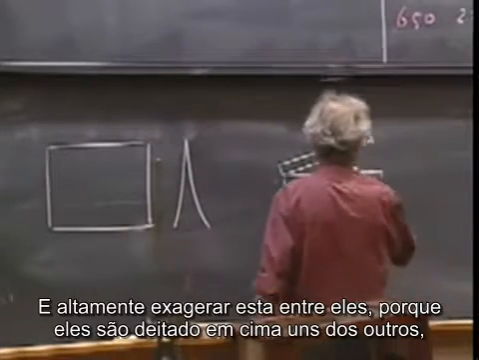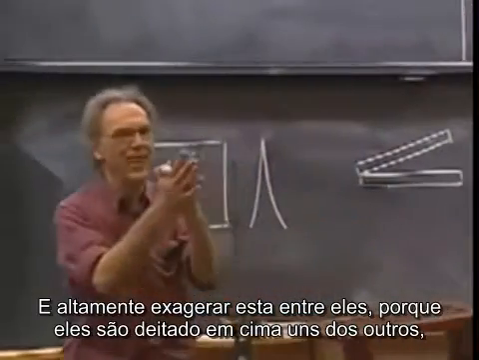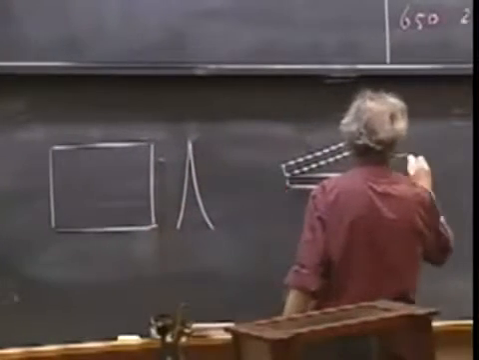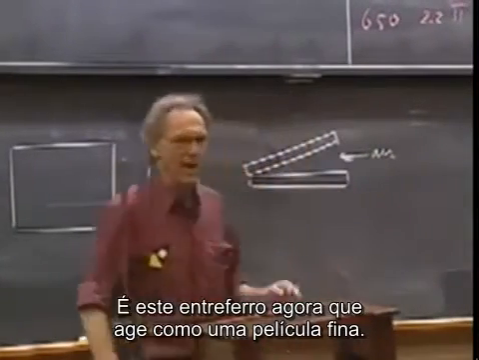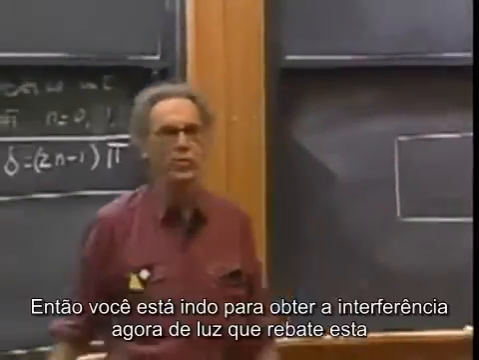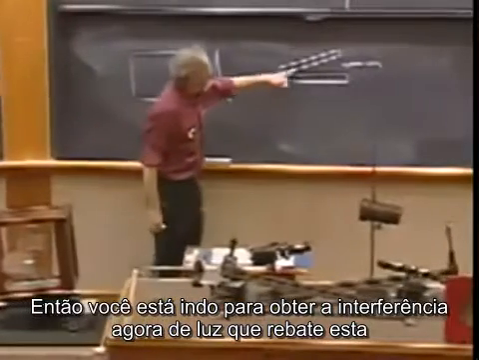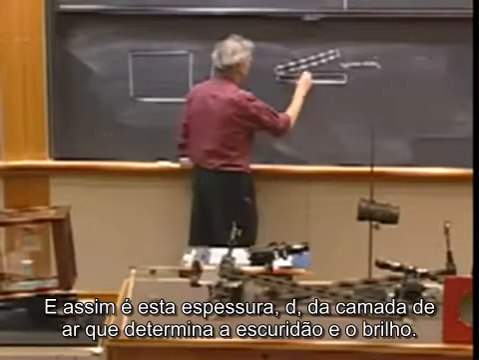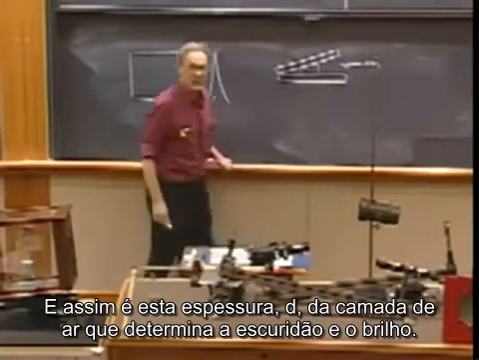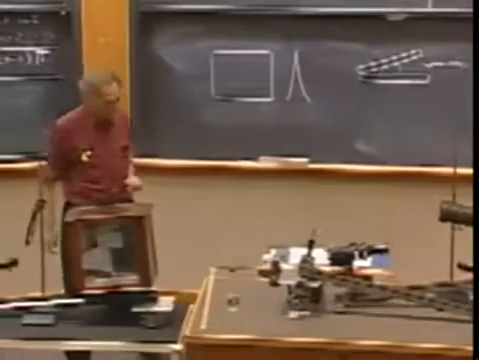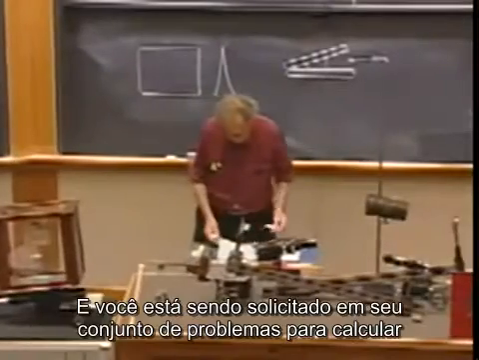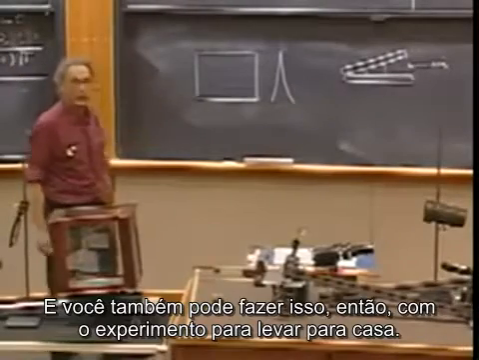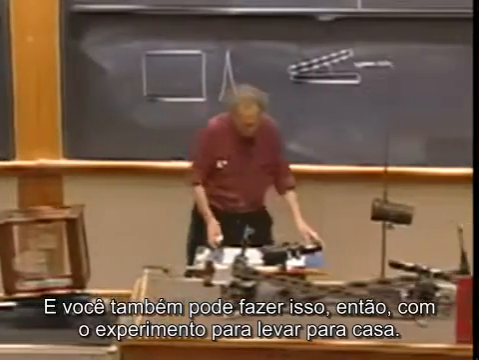And I exaggerate highly this area in between, because they are lying flat on top of each other. But there is an air gap between them. And this is that air gap. And it is this air gap now that acts like a thin film. So you're going to get interference now of light that bounces off this layer and bounces off this layer. And so it is this thickness D now of the air layer that determines the darkness and the brightness, destructive and constructive interference. And you're being asked in your problem set to calculate where those maxima and minima are. And you can also do that then with the take-home experiment, and I will demonstrate it very shortly.